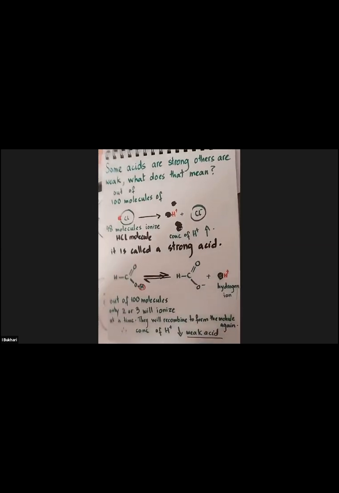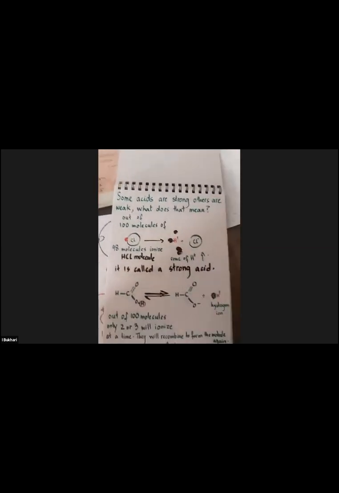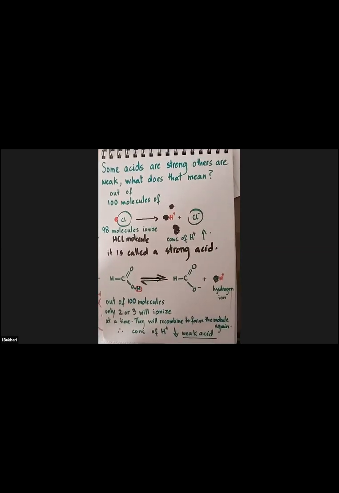Now the first page in your book, which is this, okay, these pictures are examples of weak acids. Now, what makes an acid weak or strong? What do we mean when we say strong acid, weak acid?